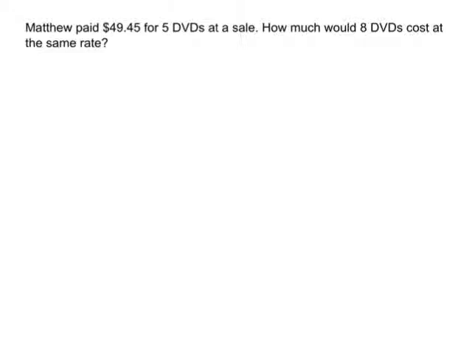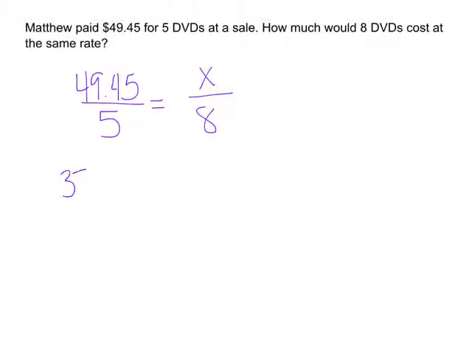So I have Matthew paid $49.45 for 5 DVDs at a sale. How much would 8 DVDs cost at the same rate? So I have $49.45 for 5 DVDs, and I'm looking how much it would cost for 8 DVDs. And since I put DVDs on the bottom on this side, I need to put DVDs on the bottom over here. So $49.45 times 8 gives me $395.60 equals 5x. And when I divide that by 5, I'm going to get $79.12.